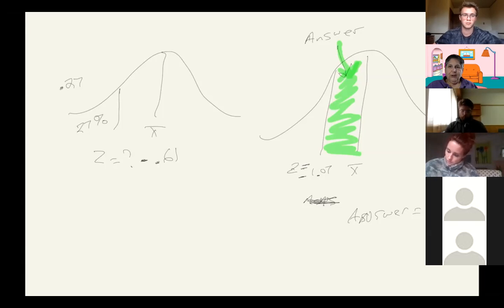Because if the z-score is -1 and you're trying to come up with the score, it's going to be below the mean. You're going to have to remember to use that negative. Okay, so you have to be careful.